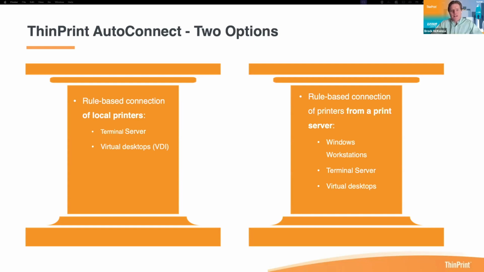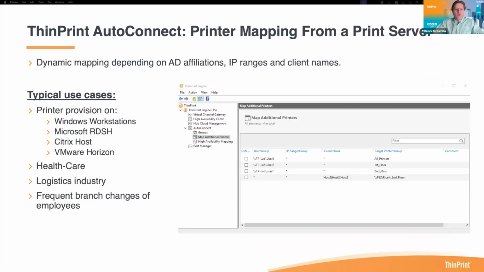And then we also have rule-based connection of printers from a print server. So for users working locally on workstations, terminal servers, VMware desktops, or Citrix hosts, again, we can map them printers from that and centrally manage it all from a print server, or multiple print servers if you choose to do high availability, which we offer.